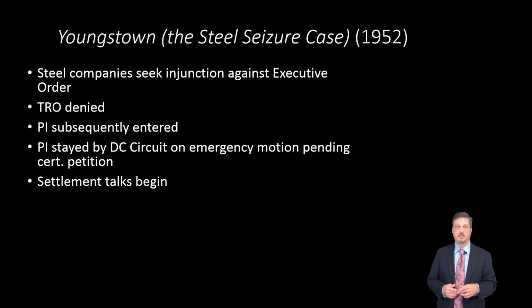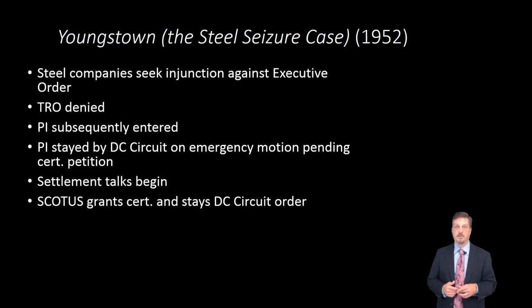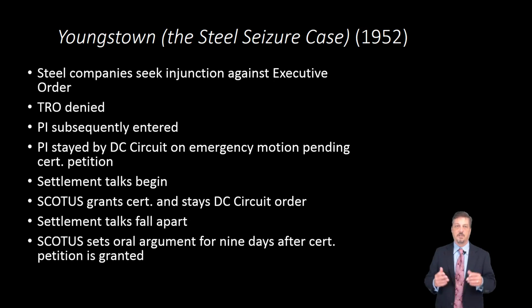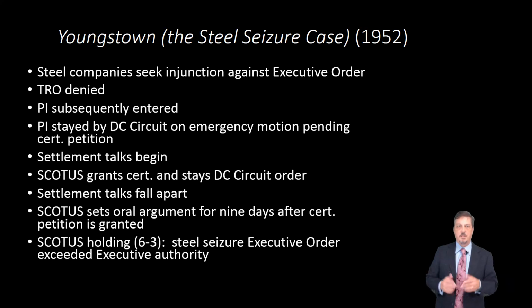This brought the union and the steel companies to the negotiating table, but the Supreme Court quickly granted the petition for certiorari and issued a stay of the Court of Appeals' order, which meant the steel mills would remain under government control pending Supreme Court review. Settlement talks then fell apart, and in another extraordinary move, the Supreme Court set oral argument for only 9 days after certiorari was granted. All of this background is to illustrate that this case was viewed at the time as a significant constitutional crisis. The court ultimately ruled by a 6-3 margin that President Truman's steel seizure order exceeded his executive authority.